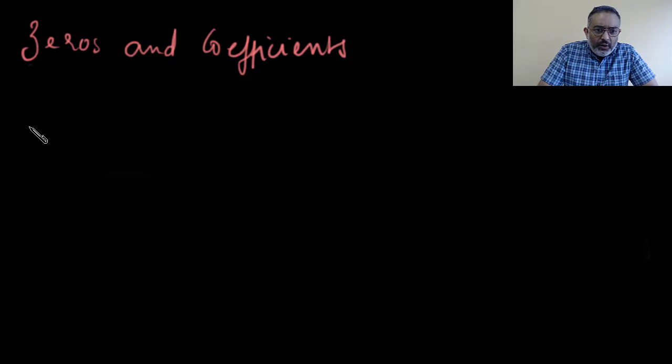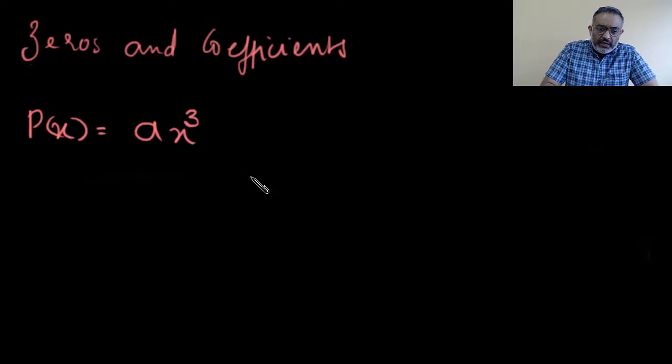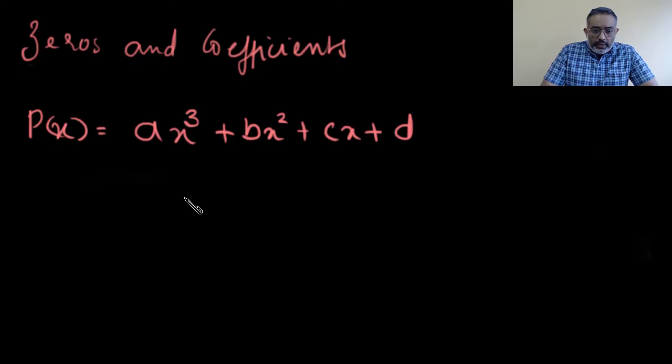So the standard form of a cubic polynomial p of x would be ax cubed plus bx squared plus cx plus d. Cubic means degree 3, and that's why we have a cubed term of the variable x. As you remember, there are three maximum possible zeros for this polynomial, and therefore let's imagine three zeros, which are alpha, beta and gamma.